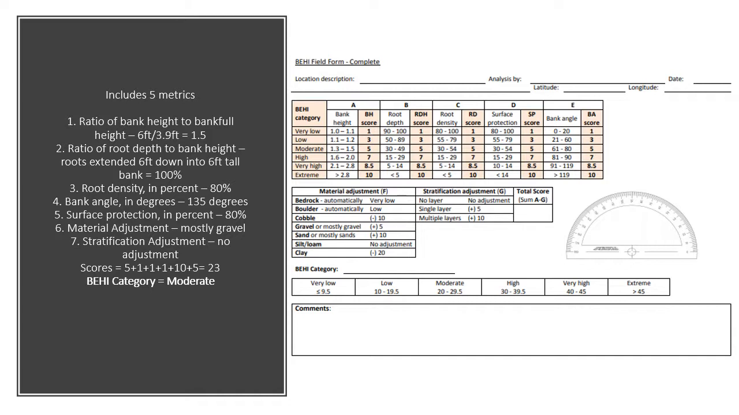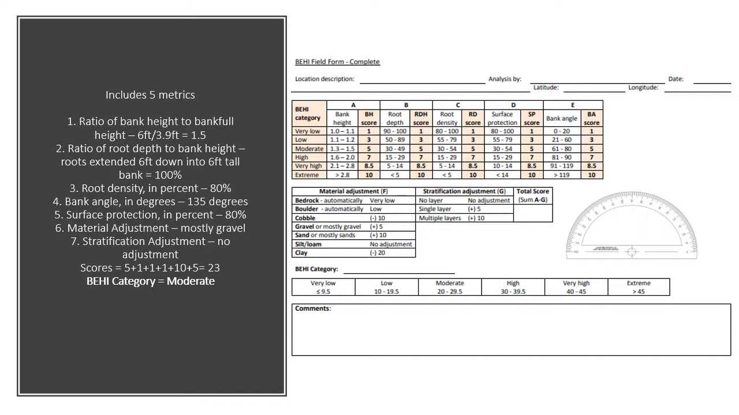So the first metric is the ratio of bank height to bank full height. That score gave us 1.5. The second one was the ratio of root depth to bank height, and roots extended down 6 foot of a 6 foot tall bank, so that was 100%. Root density in percent was about 80%. Bank angle was estimated to be about 135 degrees. Surface protection was about 80%.